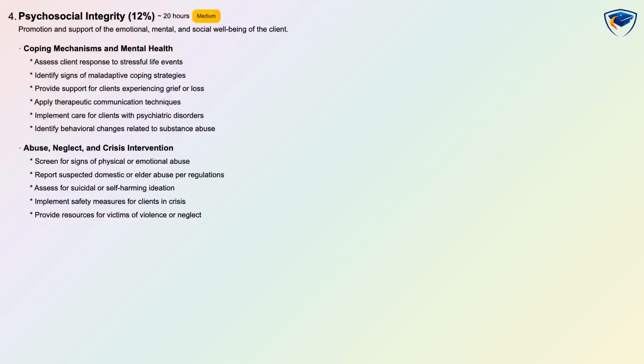Psychosocial integrity is 12%, medium difficulty, with an estimated 20 hours of study and scenario-based questions. You will assess coping mechanisms and mental health by evaluating responses to stress, spotting maladaptive coping, supporting grief, using therapeutic communication, caring for psychiatric needs, and identifying substance abuse behaviors.